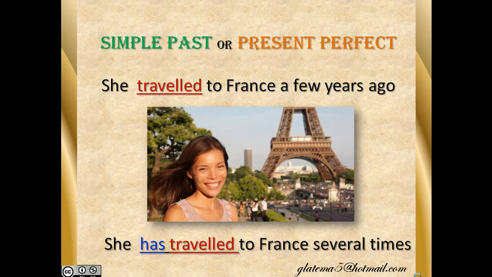She has traveled to France several times. What tense is it? Yes, present perfect. As you can see here, in the first sentence that is in simple past, the time is mentioned, a few years ago. But in the sentence of the present perfect, we don't mention the time, we just say several times.